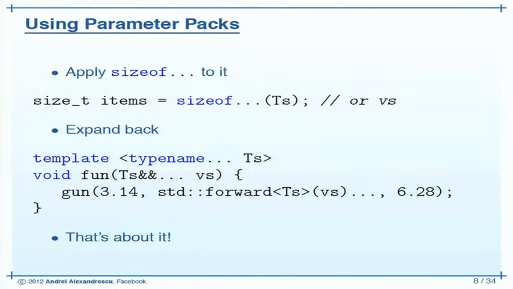And look at this example here. So we have a function that is parameterized on T's, a list of types, and it takes T's double ampersand, which is our rvalue reference, and it's going to take a list of values. Now, here's what's going to happen. Inside this function, it's going to forward to another function. Just for the sake of example, it adds a new argument, a floating point value at the end, just because I can.